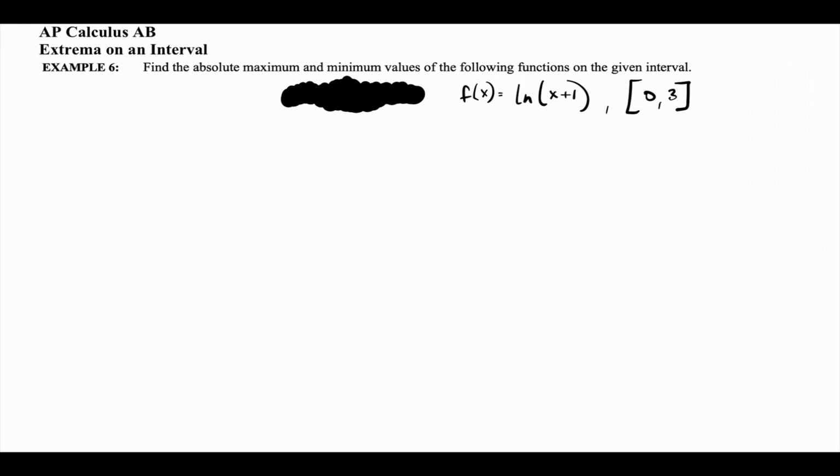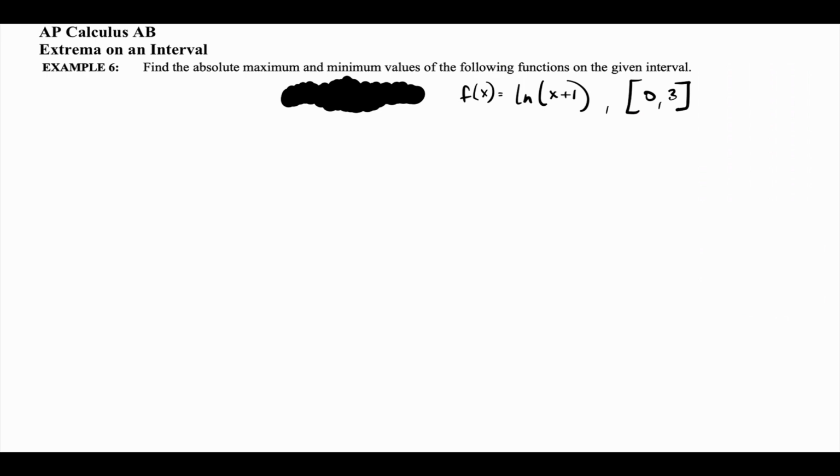So f of x is the natural log of x plus 1, and then the interval is from 0 to +3. Okay, we'll do this one together, and then we have some extra time. I'm going to give you a few problems to try on your own.